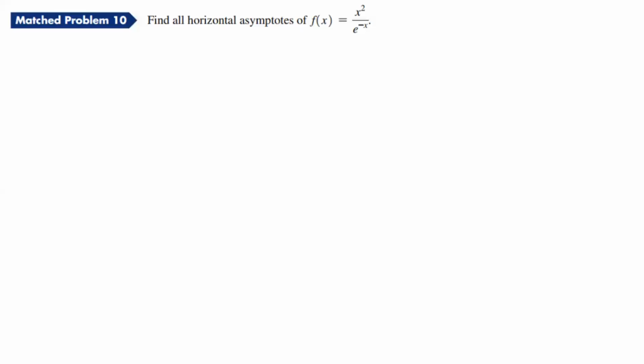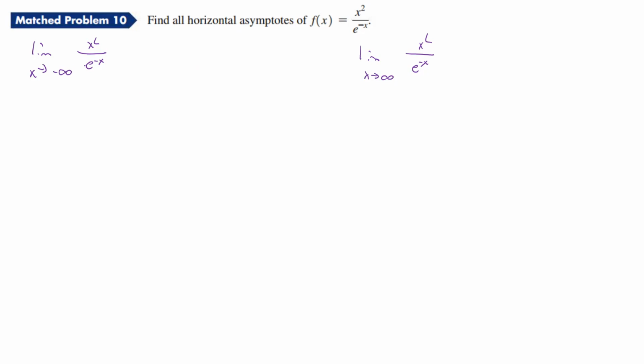All right, so here we're supposed to find all horizontal asymptotes of f of x equals x squared over e to the minus x. Well, that means we're going to look at the limit as x approaches negative infinity and the limit as x approaches positive infinity. Basically, we just find the limit of x squared over e to the minus x, and where this actually gives us a value, that's going to be those horizontal asymptotes.